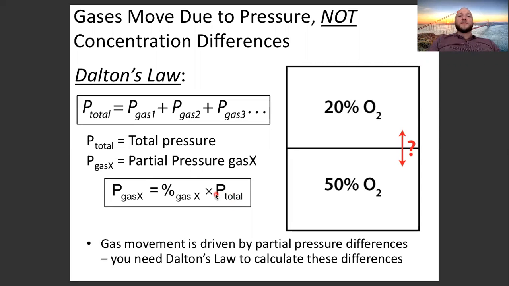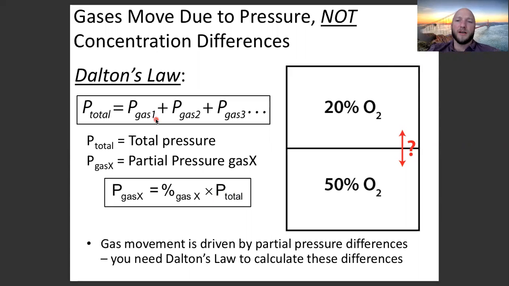So, gases move due to pressure differences, not concentration differences. And repeat that: gases move due to pressure differences, not concentration differences. So Dalton's law is going to tell us about partial pressures, and we need to understand partial pressures in order to understand how gases move from the gaseous lumen of our lungs, the inside of our lungs, into the dissolved gas liquid medium of our bloodstream.